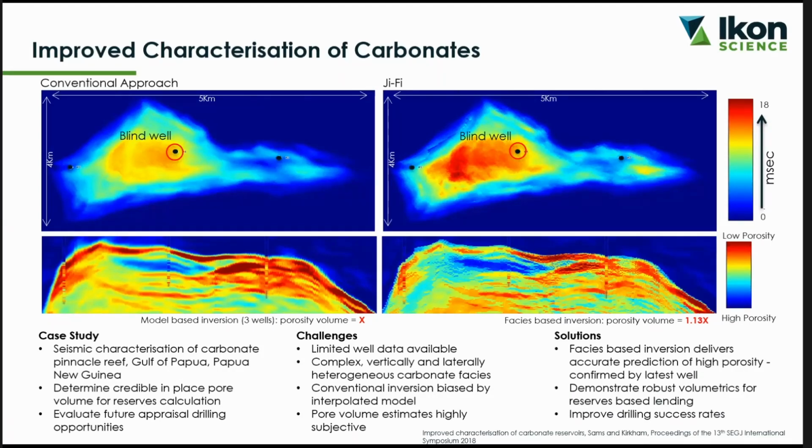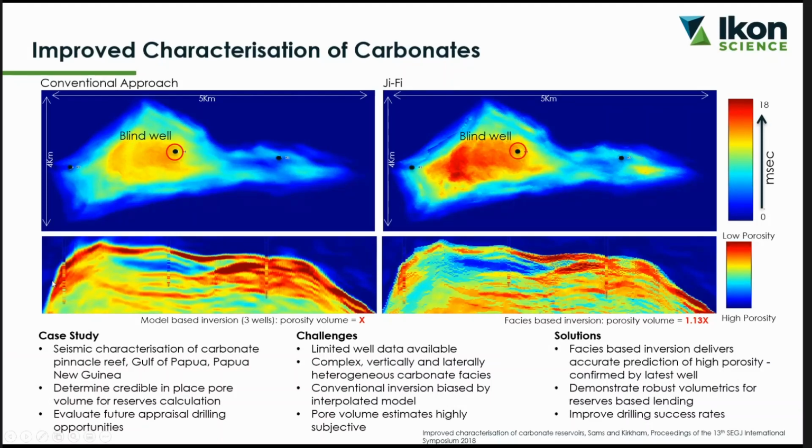This is quite an interesting example from Papua New Guinea, Gulf of Papua, where it's another aspect of the same problem with the traditional approach. So in this case, you've got this carbonate reef. You've got 2 wells that were available, and they were on the fringes of the reef in the lower porosity zones. So what you've got here actually are porosity estimates from seismic, the conventional simultaneous approach on the left and the GIFI approach on the right. And just as I mentioned, quite confusingly, the high porosity is in the bluer colors. So the core is the high porosity zone.